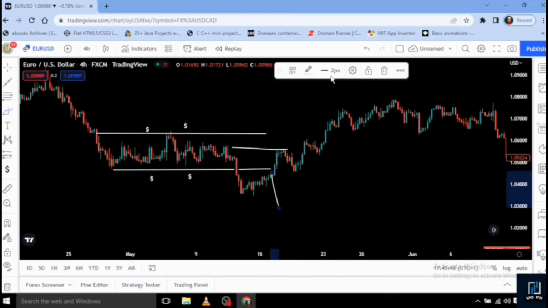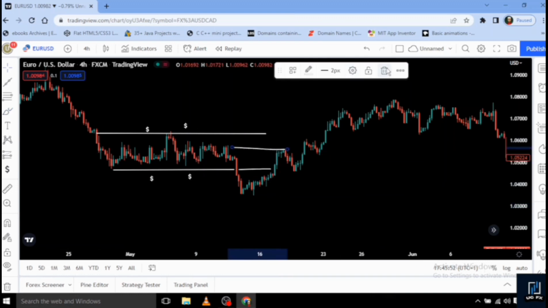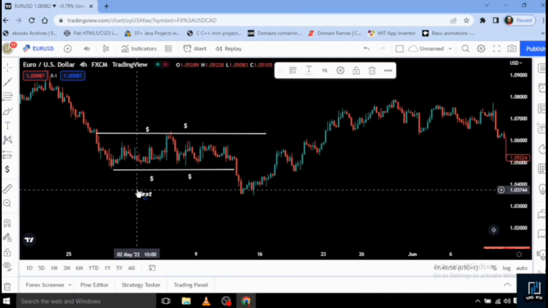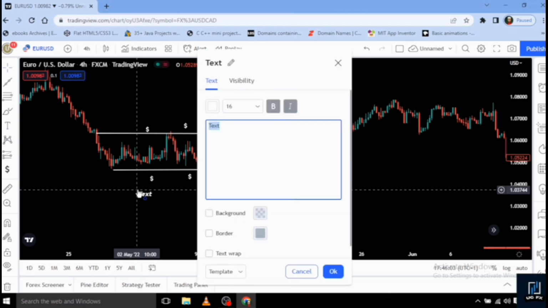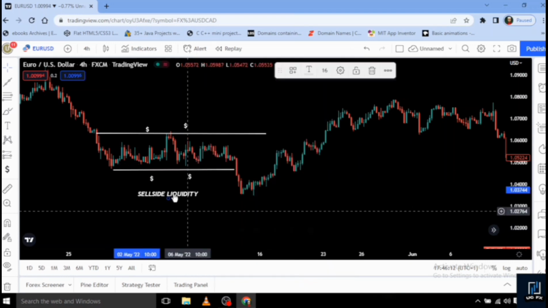So we're going to target sell side liquidity. We have our sell side liquidity. We have our sell side liquidity right there.